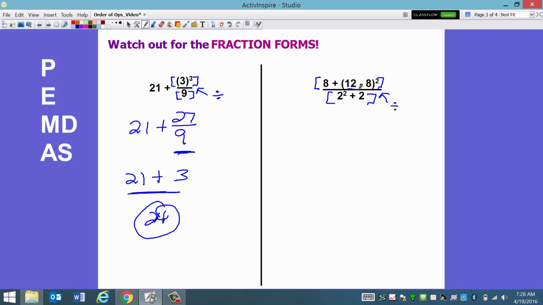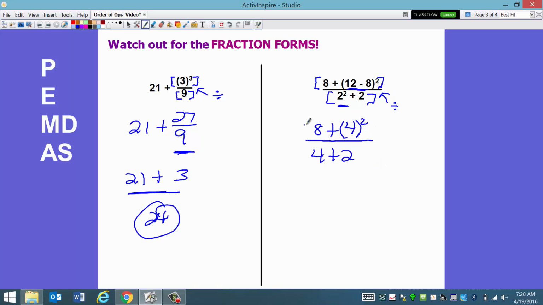All right, parentheses. 12 minus 8 is 4. So I'm going to keep it inside the parentheses, bring down everything else. That includes my square, and that includes the plus 8. Now, let's look at the denominator. I have 2 squared plus 2. PEMDAS says to do the exponents first, so 2 squared is 4, and I bring down the plus 2.